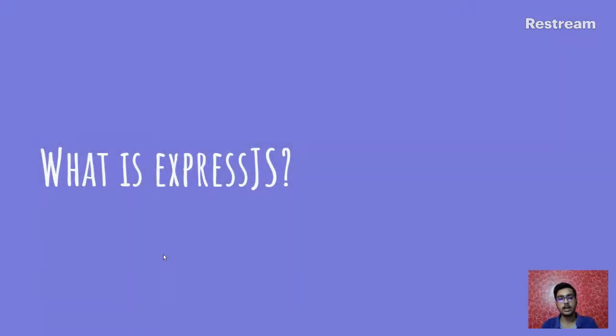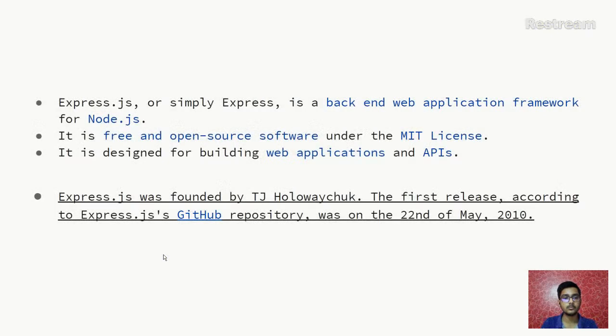Okay, now it's time to learn what is Express.js. Express.js, or simply Express, is a backend web application framework for Node.js. So basically it is used to code the server side. Express.js is free and open source software under the MIT license.